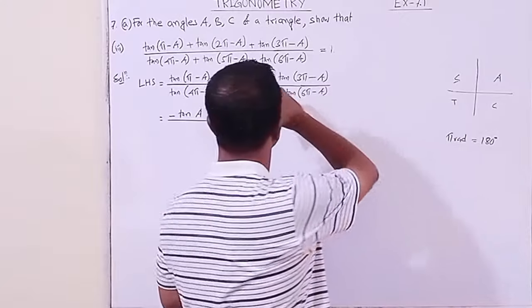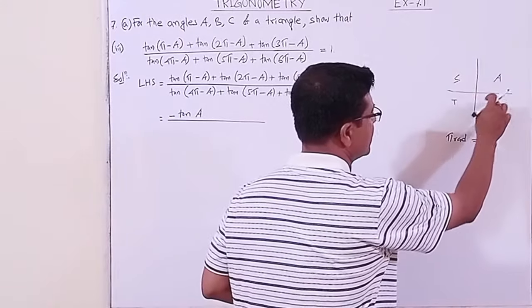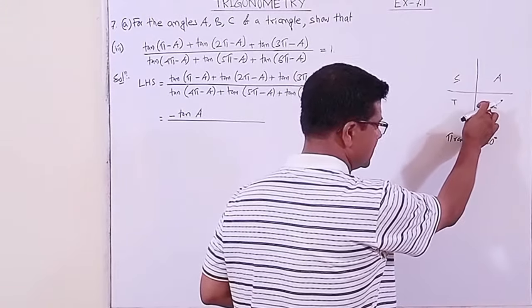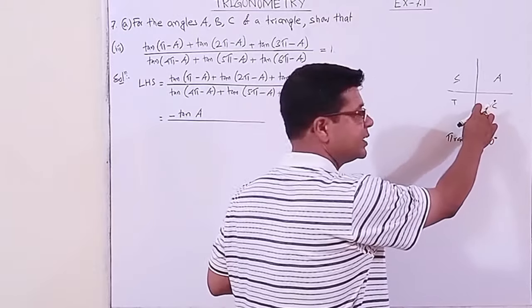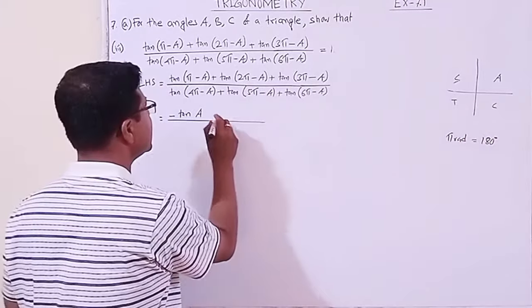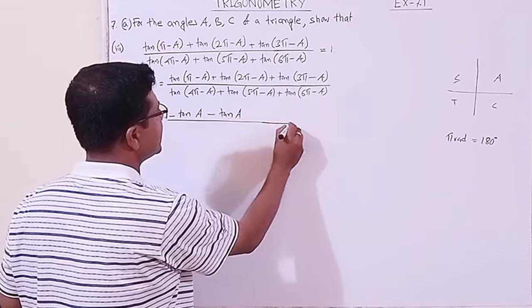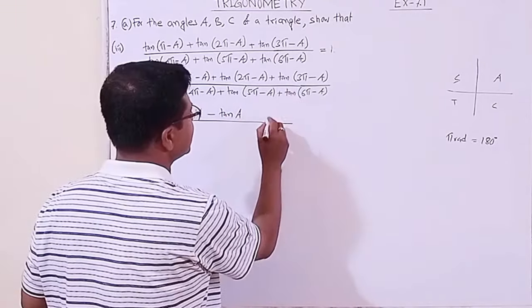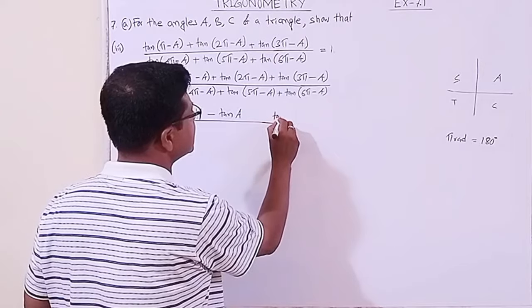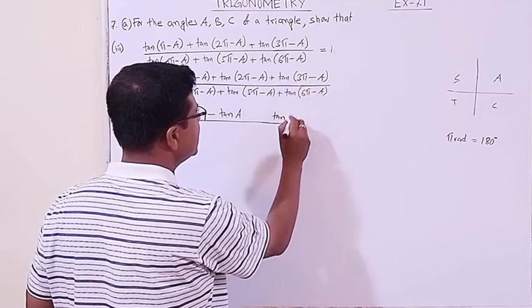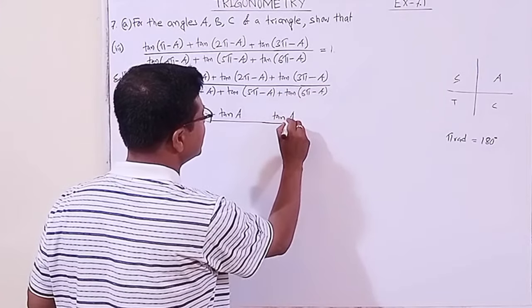Again, what is 2 pi? 1 pi, 2 pi means 360 degrees minus a. It is in the fourth quadrant. In the fourth quadrant tan is negative, so minus tan a. Since this is in terms of pi only, tan a will remain tan a only.